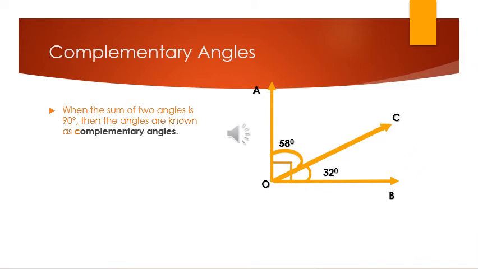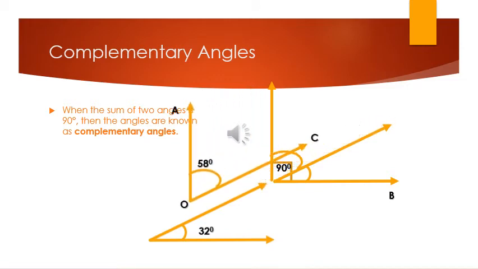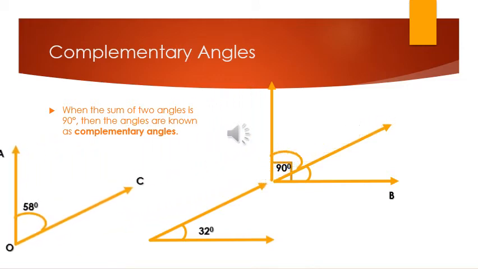Complementary angles. When the sum of two angles is 90 degrees, then the angles are known as complementary angles. In this example, angle COB is 32 degrees and angle AOC is 58 degrees. The sum of the two angles, angle AOC plus angle COB, is nothing but 90 degrees, meaning a right angle. So, these angles are called complementary angles.